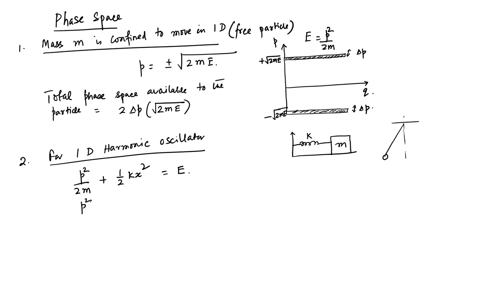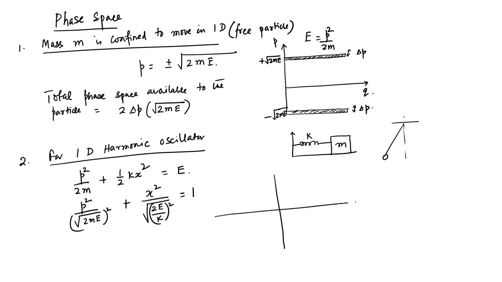Now, what I do is that I will do like this, p over root over 2mE whole square plus x over root over 2E over k whole square, that is equal to 1. I will write it in this particular fashion, and this is nothing but the equation of an ellipse in the p x plane. Remember that we are writing x back to the original notation for the configuration coordinates. One could write it as q as well, just loosely writing it as half k x square. So, this is the p axis and this is the x axis or q axis.